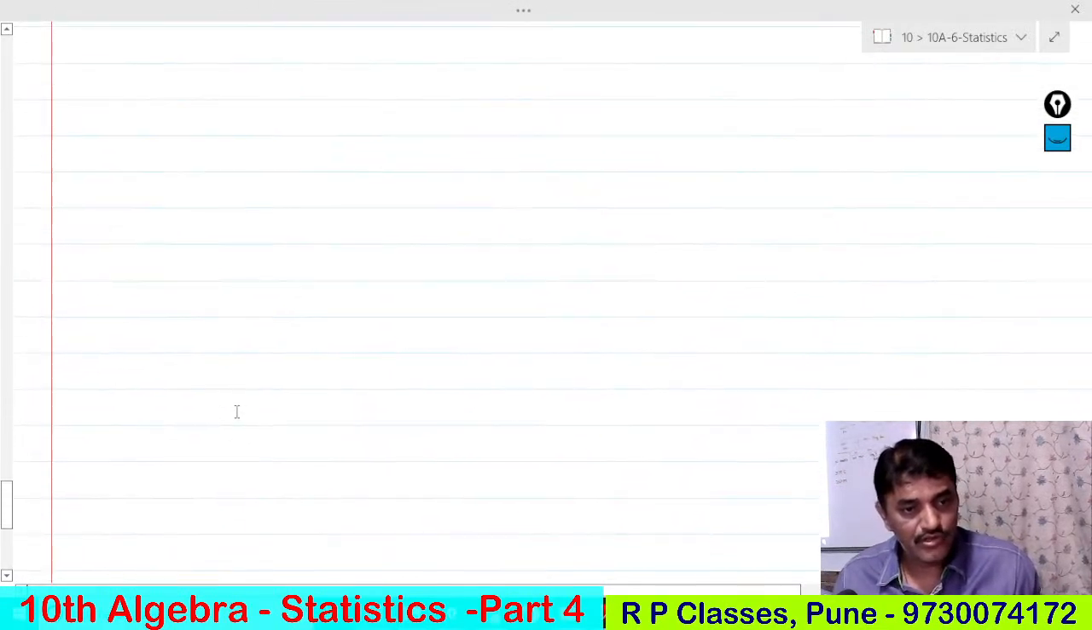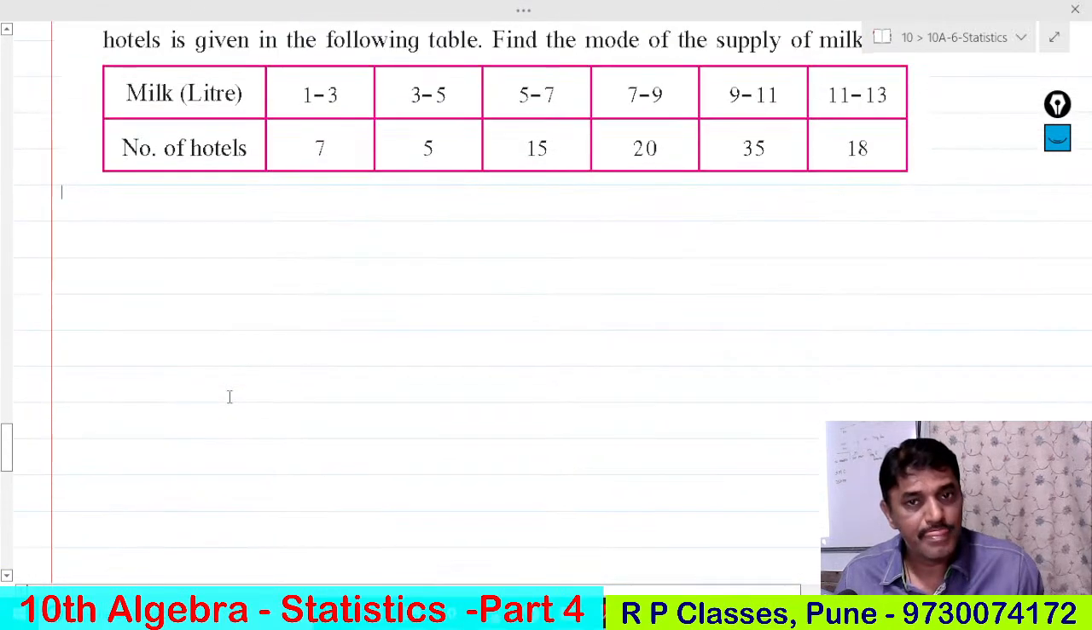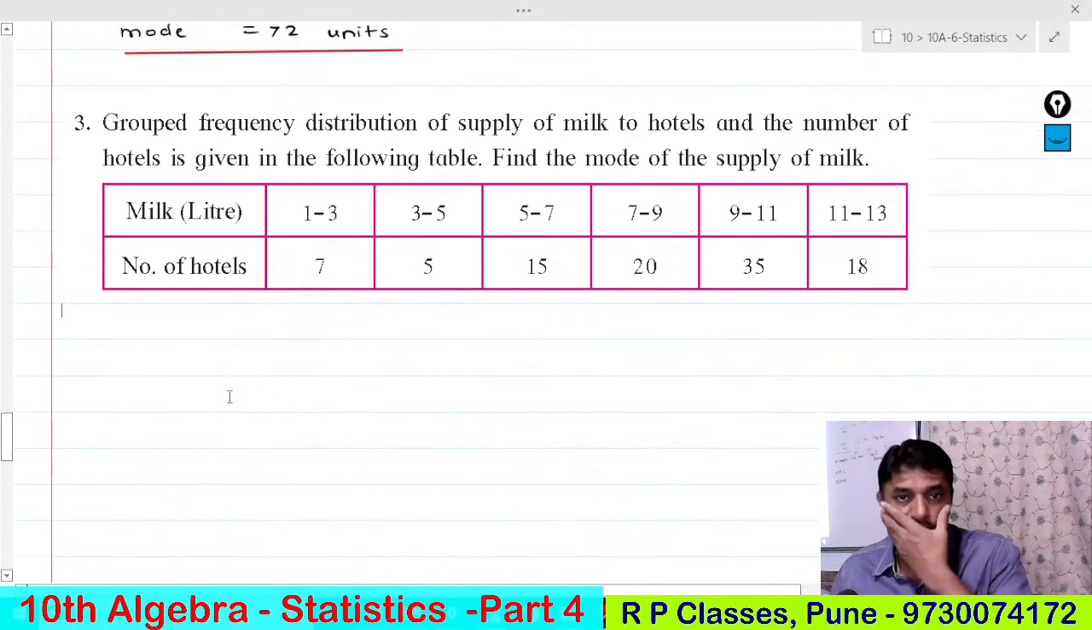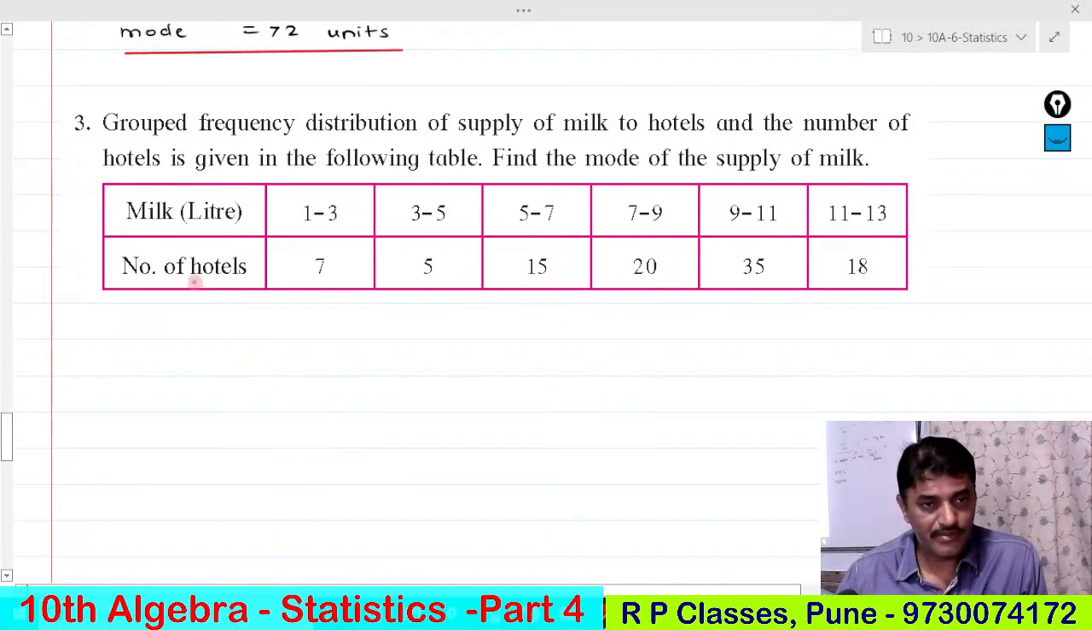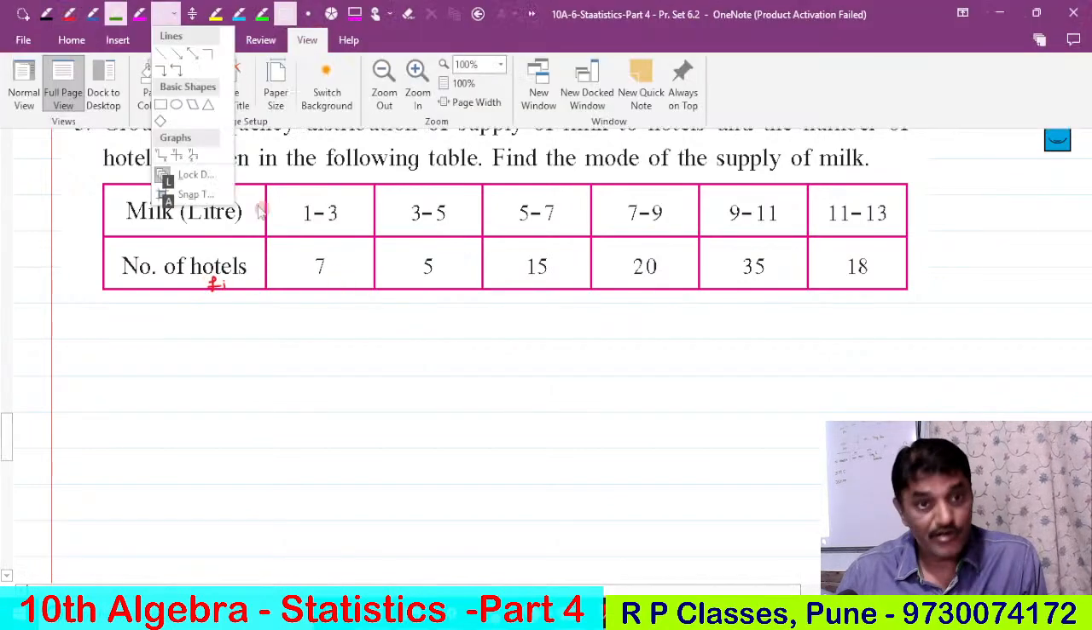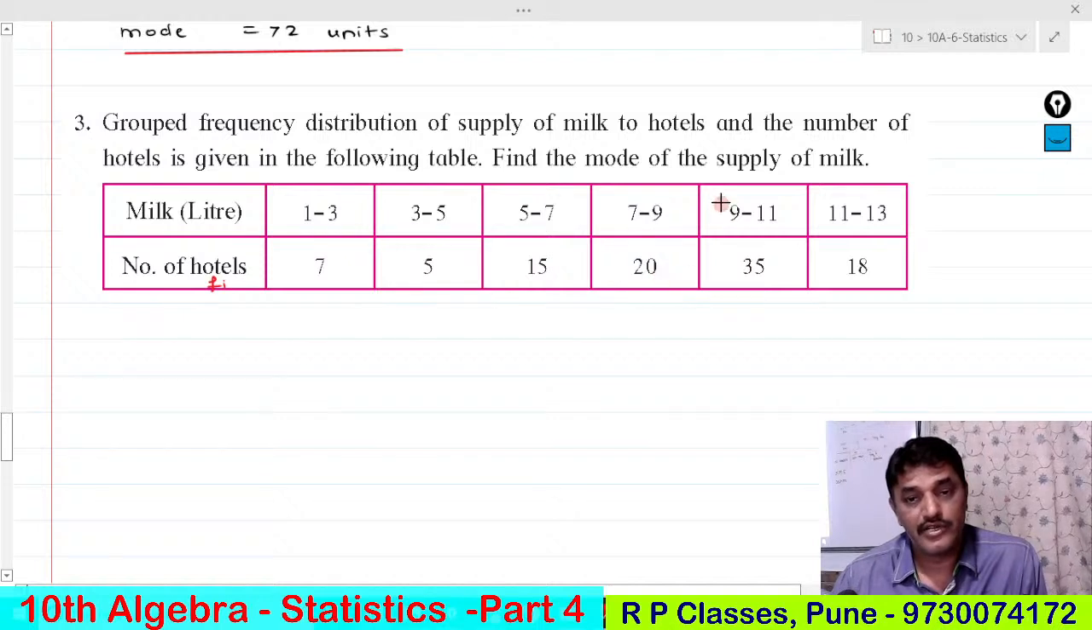A grouped frequency distribution is given here of the supply of milk to hotels, and the number of hotels is given in the following table. Find the mode of the supply. Number of hotels means this will be your frequency. So from here I can easily make out the mode. 35, this will be your model class, right?